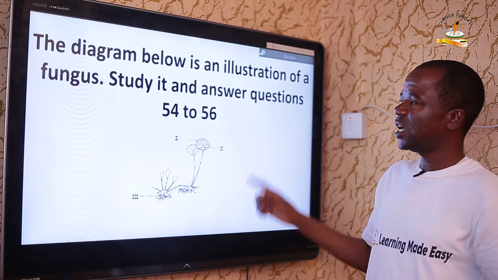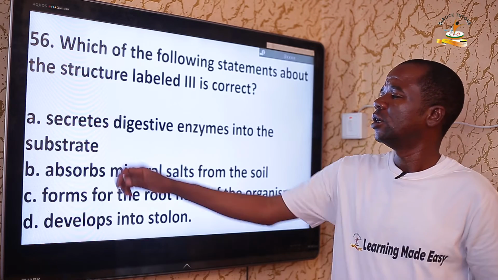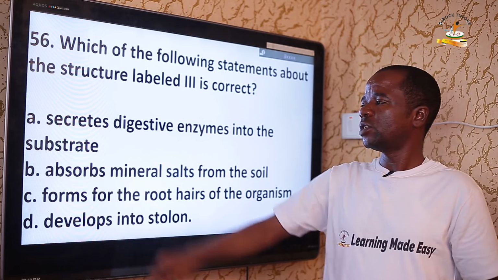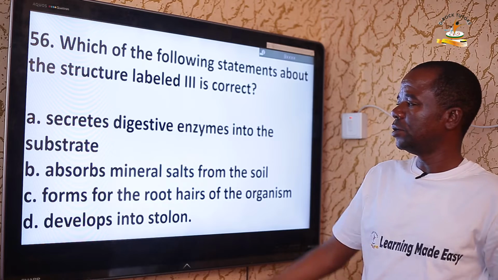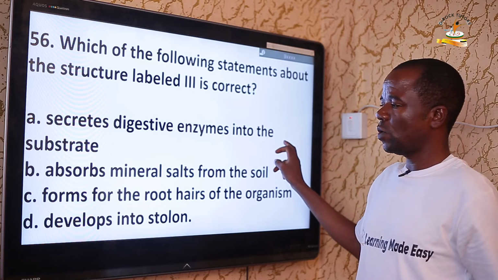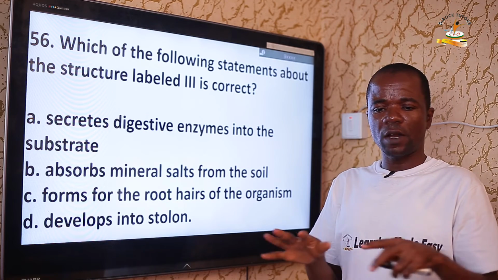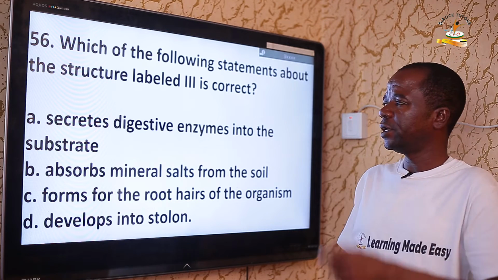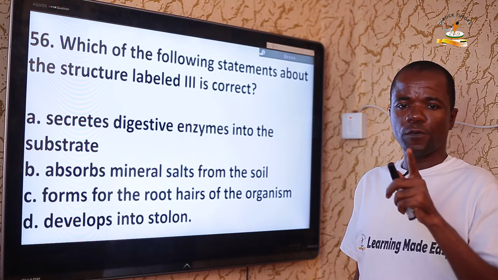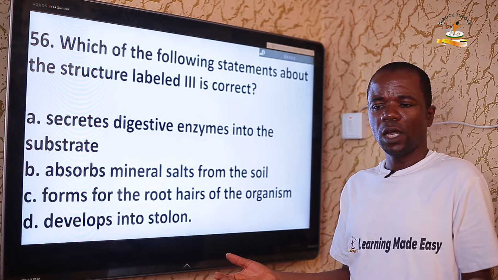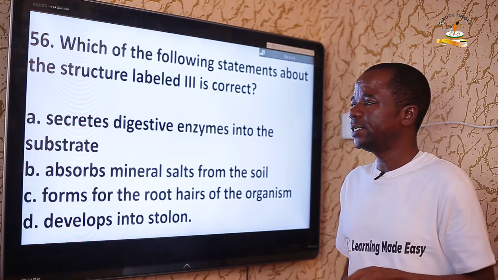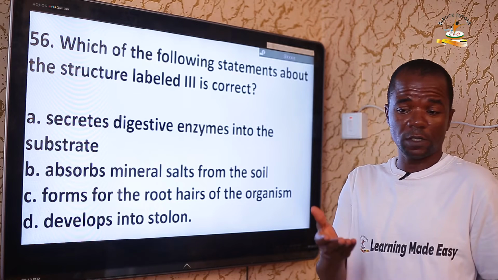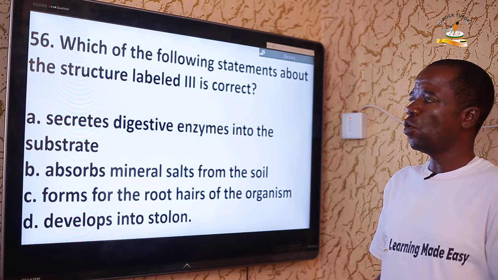So let's look at the options now in 56 to see which one is correct. Option A, secretes digestive enzymes into the substrate. Absolutely, that's the correct answer. The hypha secretes digestive enzymes into the substrate. And what happens? The substrate is now broken down into solution or easily absorbable form that can easily be absorbed by the fungus. Don't forget that fungi are saprophytic organisms, those organisms that feed on dead, decaying organic matter. Because don't forget that fungi lack chlorophyll, because of that, they cannot manufacture their own food.